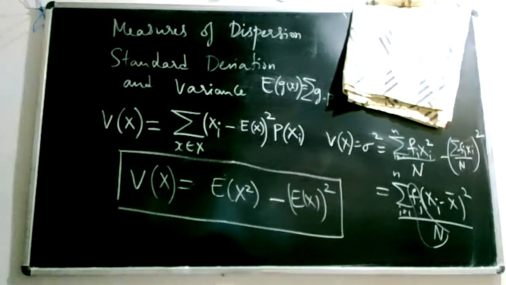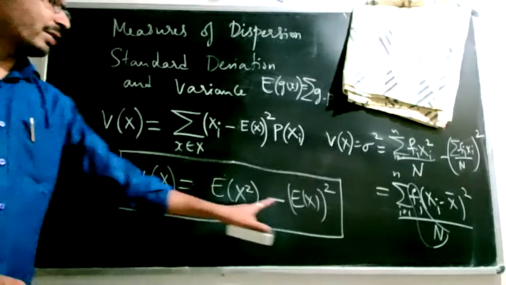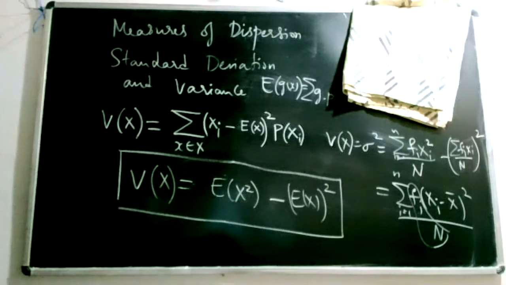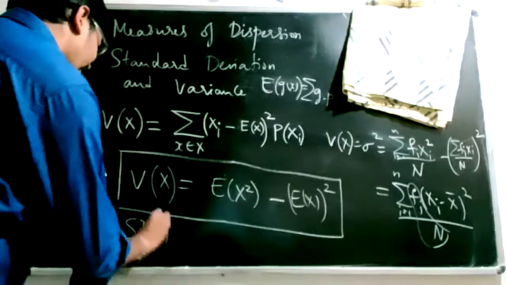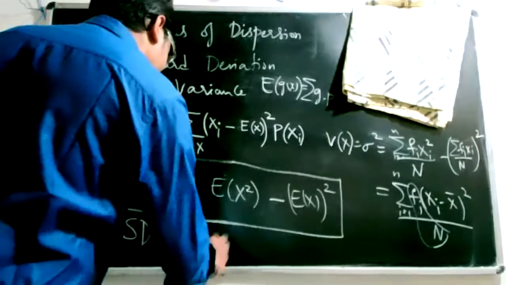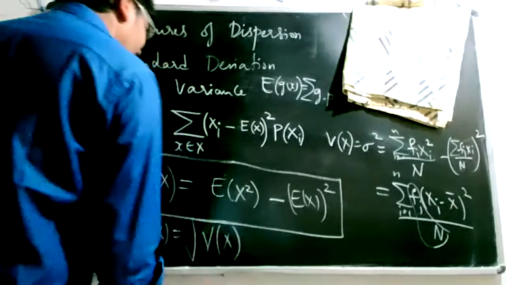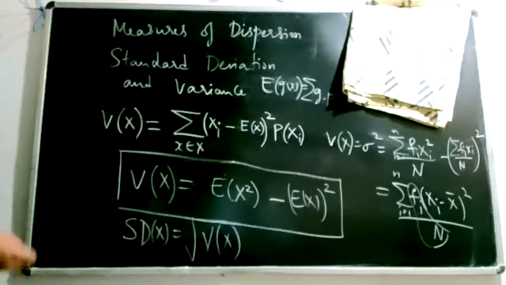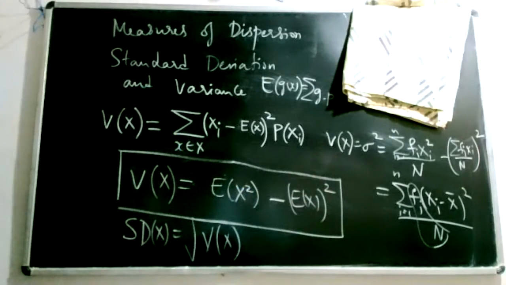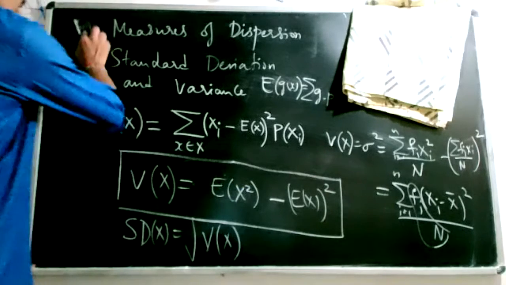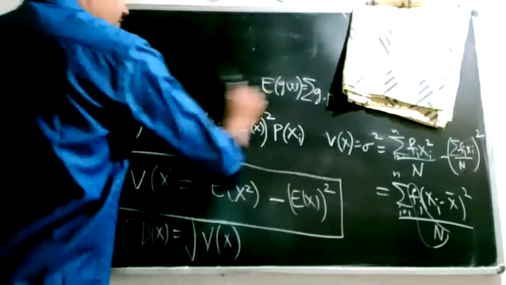So variance of a probability distribution is expected value of x square minus expected value of x whole square. So the standard deviation of x becomes square root of variance of x. So either you obtain a variance and then take the square root, or just take the square root of e of x square minus e of x whole square. That will fetch you the standard deviation. Now I can take the problems in formula.